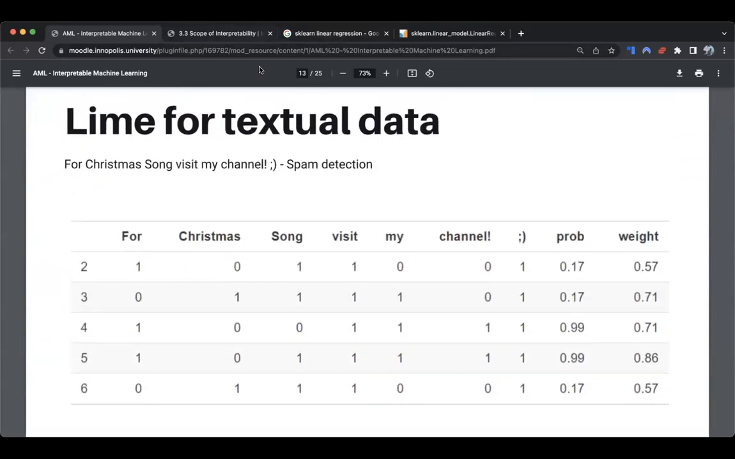Do you have any questions about LIME? Oh, very clear. Yeah, it's a pretty simple algorithm, to be honest. Yeah, it's a pretty nice one.